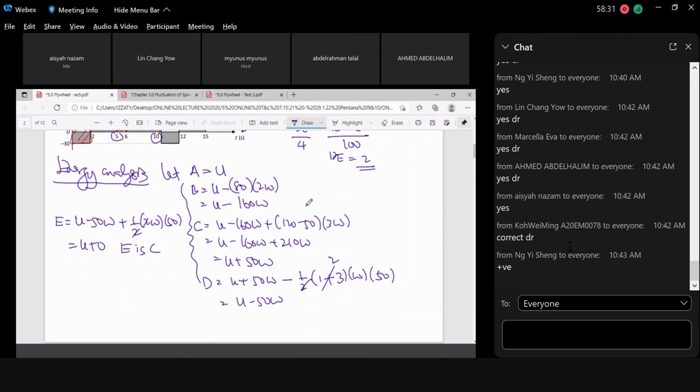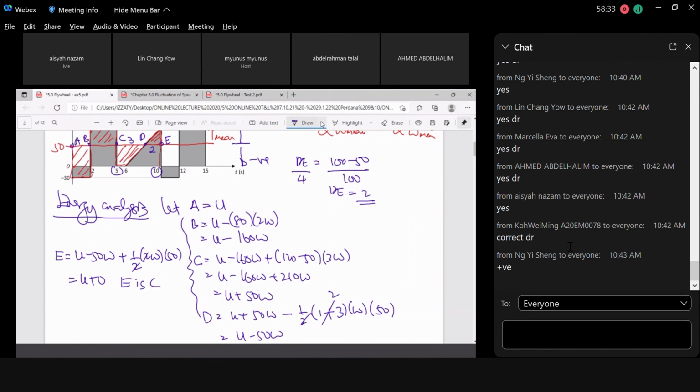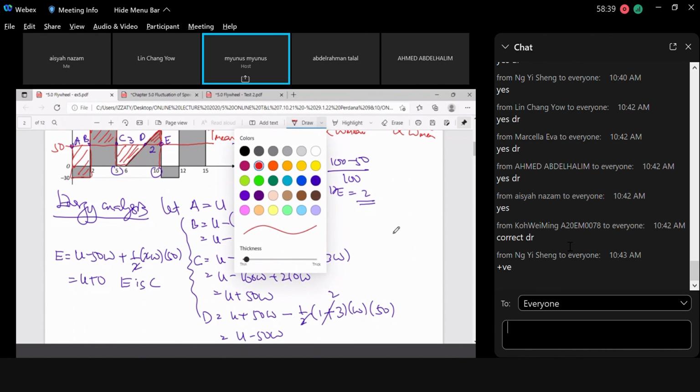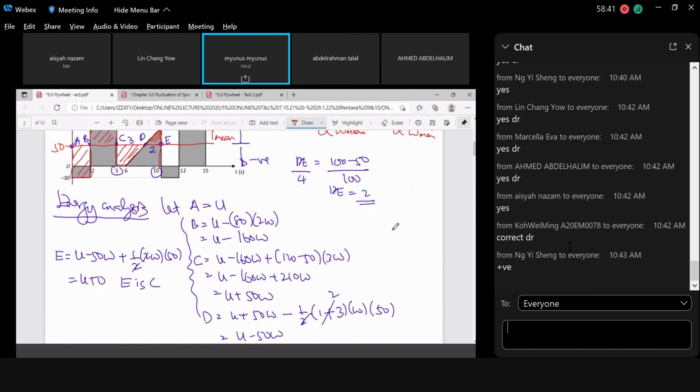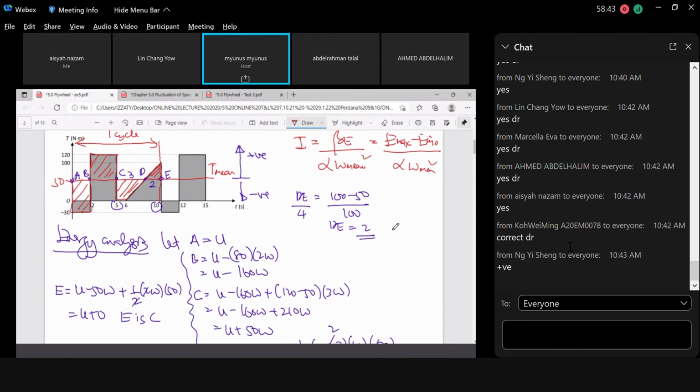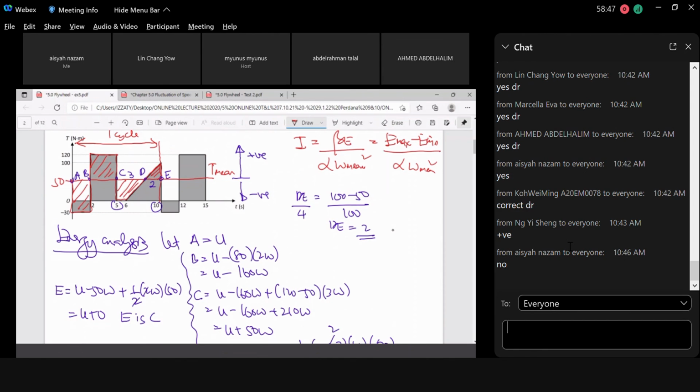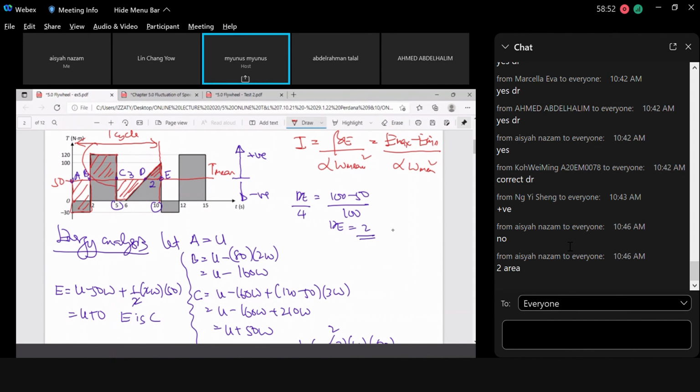So as you know that the calculation is correct, you can also double check, isn't it? By double checking using this shortcut way. So now I'm asking you whether we can use the shortcut way to calculate the delta E now? Cannot. Why cannot? No, why Asha? Because you have 2 areas above T, so no shortcut way now.